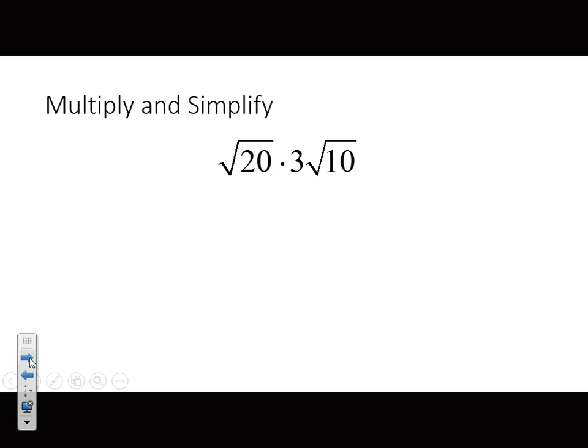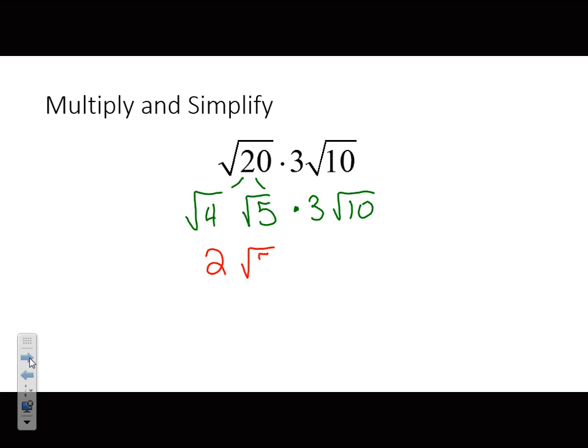Moving on, we look at this one. I have 20 times the square root of 20 times 3 times the square root of 10. Now, I know that I can break down 20. There's a perfect square that can go into 20. That perfect square is 4. So I'm going to rewrite this right away. 4 times 5 times, I'm going to keep this over here, 3 square roots of 10. Now, I can separate this. Square root of 4 is 2 times the square root of 5 times 3 square roots of 10.